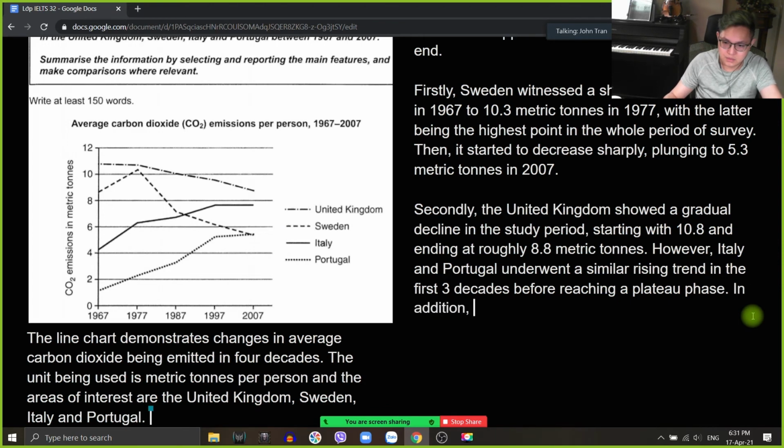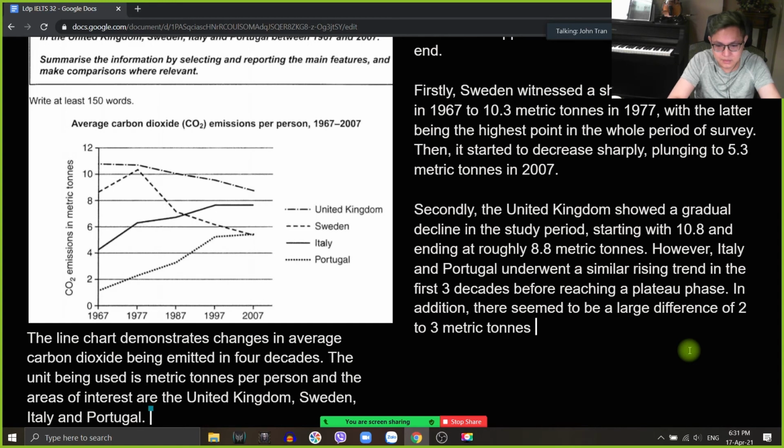In addition, there seems to be a large difference of 2 to 3 metric tons in the whole time frame of the survey, of those two countries.